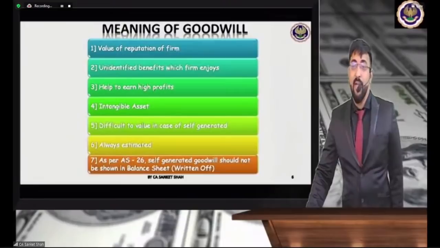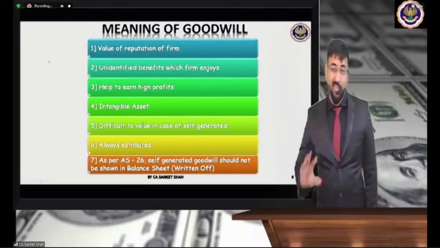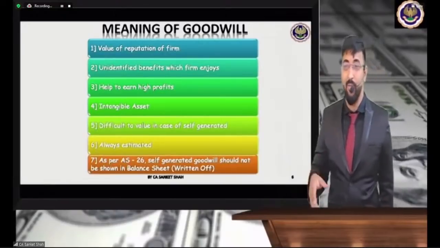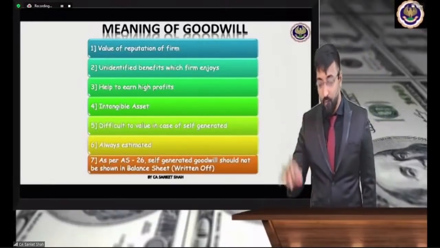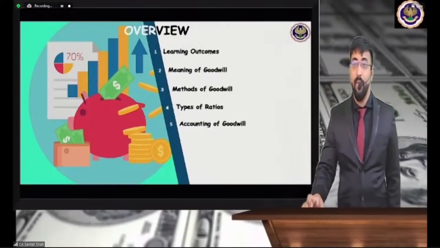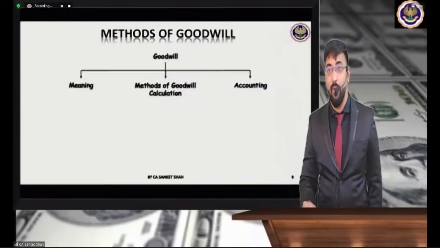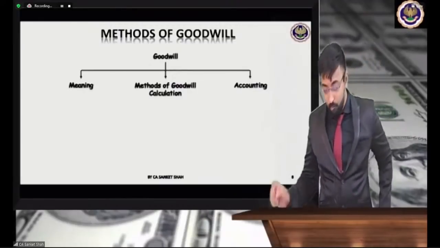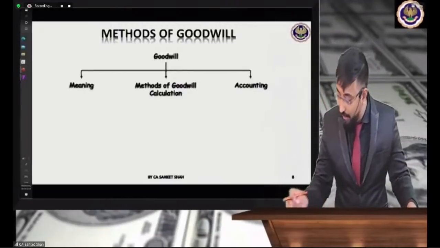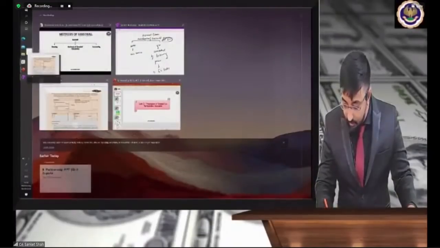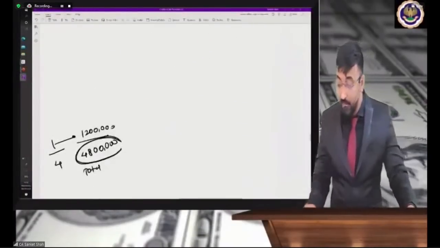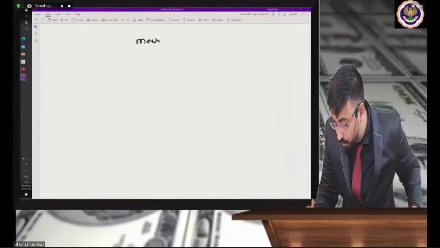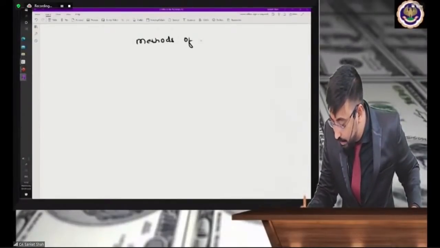As per AS 26, this goodwill is not to be shown in the balance sheet. That I am going to explain at the end, so you won't understand what AS 26 is now. Some students are asking me, sir, what is self-generated goodwill? That we are going to see at the end. So meaning of goodwill you understood. Now methods of goodwill, very very important. Now please be focused. Very important, methods of goodwill. For you, I am going to write it, and then I will take a revision in slides only. So first we have to understand what the methods of goodwill are. So understand this. Don't write anything. I am going to give you these notes today only. So methods of goodwill.